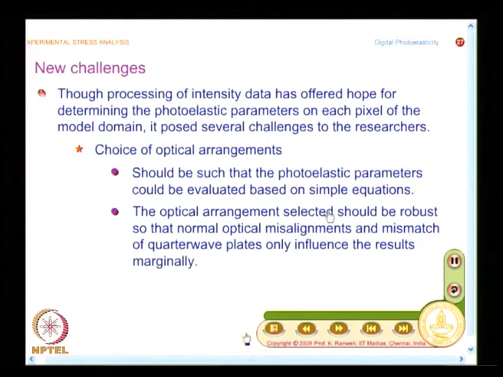They are multi-valued, and identifying the correct value was a challenge. So, people had full freedom to develop different types of optical arrangements. That is how the whole field started. But once you have an unconventional optical arrangement, you also have the problem of alignment. So, the optical arrangement selected should be robust, so that normal optical misalignments and mismatch of quarter wave plates only influence the results marginally. This is the requirement that you will have to put across.